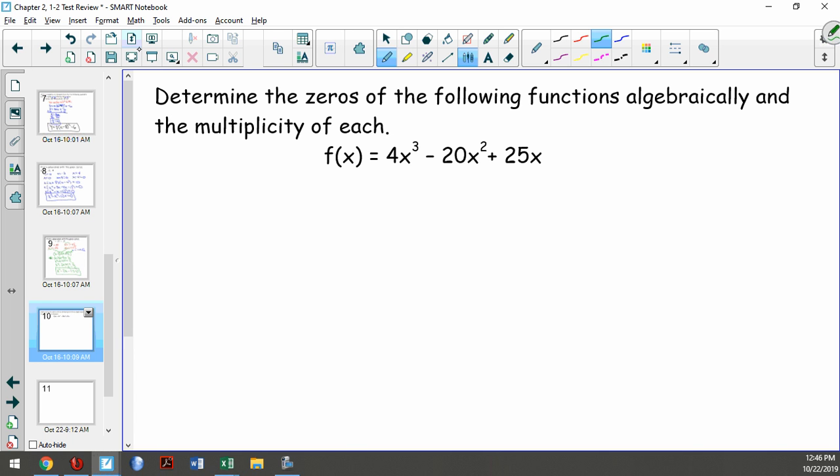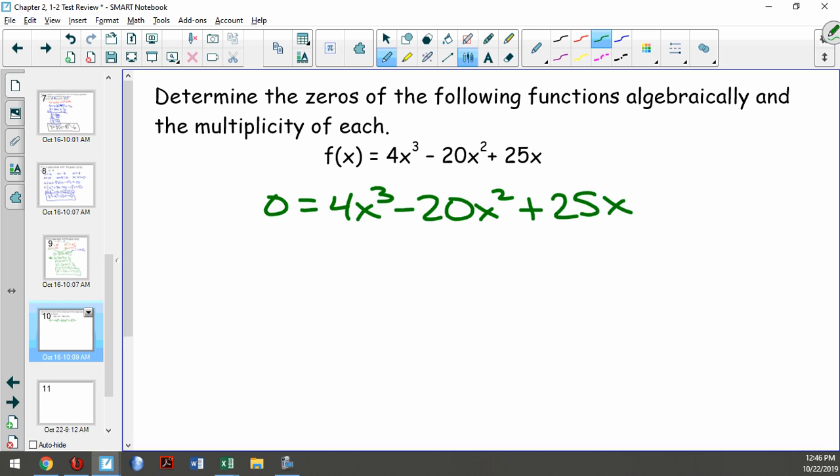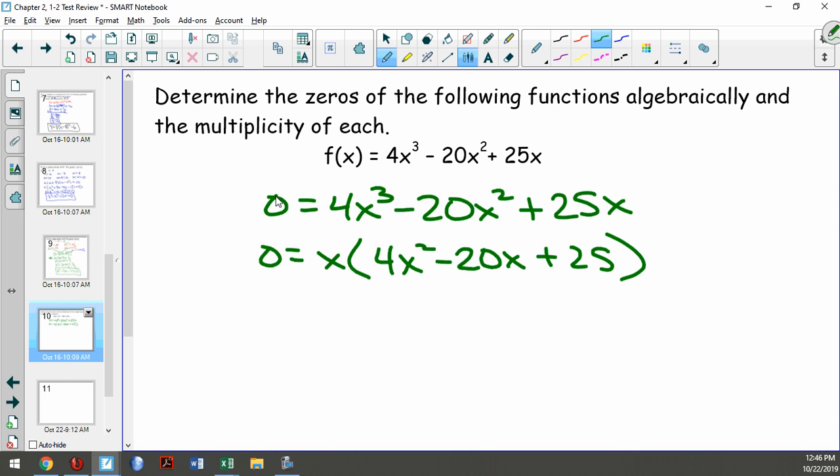So we need to find the zeros of this thing. How do I go about that? 0 is equal to 4x cubed minus 20x squared plus 25x. What do I do? I need to pull out a GCF of an x. So I'm left with 4x squared minus 20x plus 25. Yes, because the 4 does not go into 25. Do we all understand that?